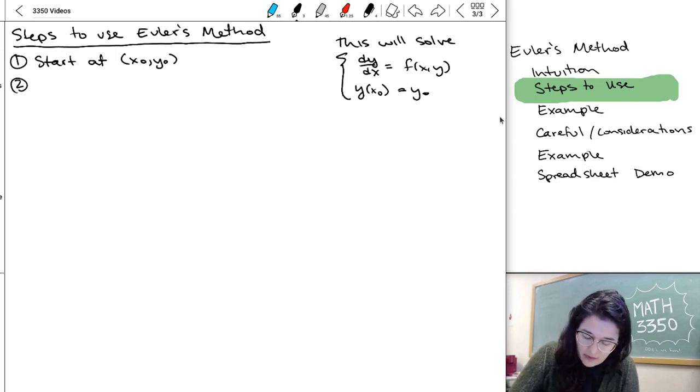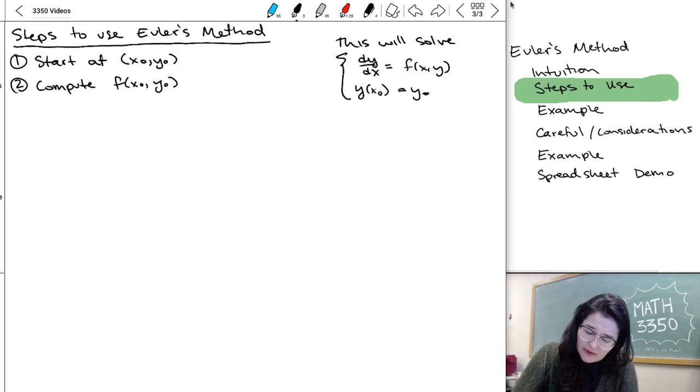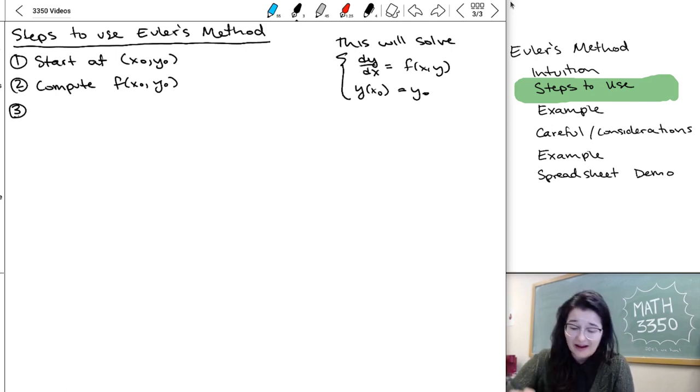And then at that point, we will compute f of x0, y0. So we'll plug that point into the derivative. This is us getting that slope. And then once we have that value, we can start updating our points so we can move forward in that graph.